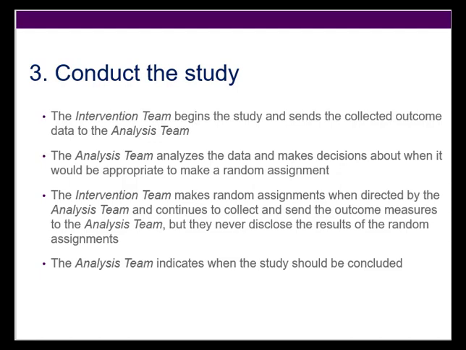The intervention team begins the study and sends the collected outcome data to the analysis team. The analysis team analyzes the data and makes decisions about when it would be appropriate to make a random assignment. The intervention team makes random assignments when directed by the analysis team and continues to collect and send outcome measures to the analysis team, but they never disclose the results of the random assignments. Finally, the analysis team indicates when the study should be concluded.